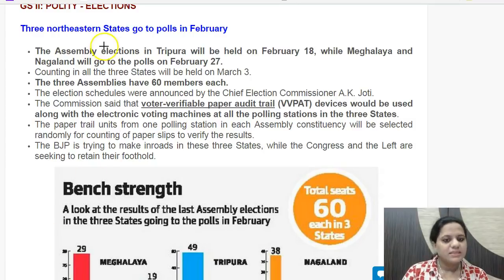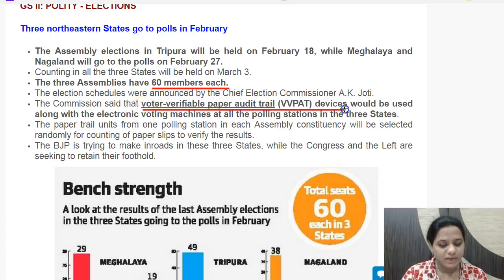So these 3 legislative assemblies have 60 members each. The Election Commission has announced the dates, the election schedule as such too, and it also said that the VVPAT devices, means voter verifiable paper audit trail devices, would be used along with EVMs, electronic voting machines, at all polling stations in the 3 states. So as we have seen, the Supreme Court has asked VVPAT devices to be used in elections. So this step is being taken by the Election Commission now.